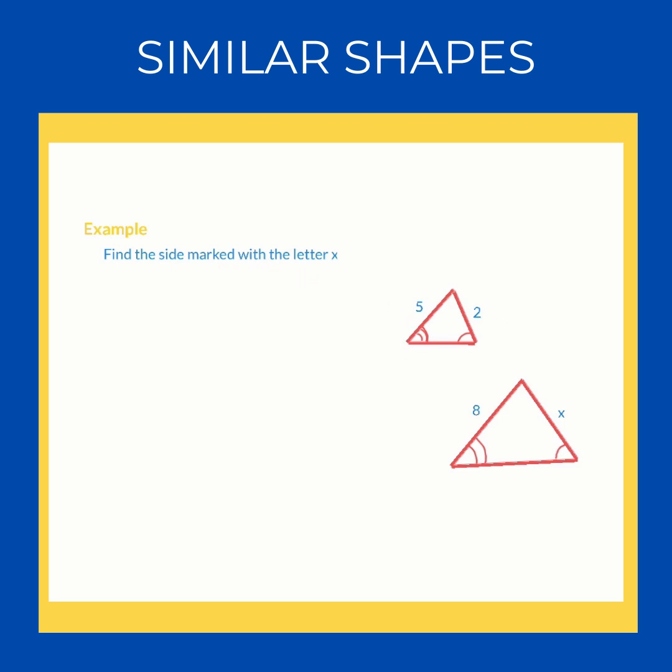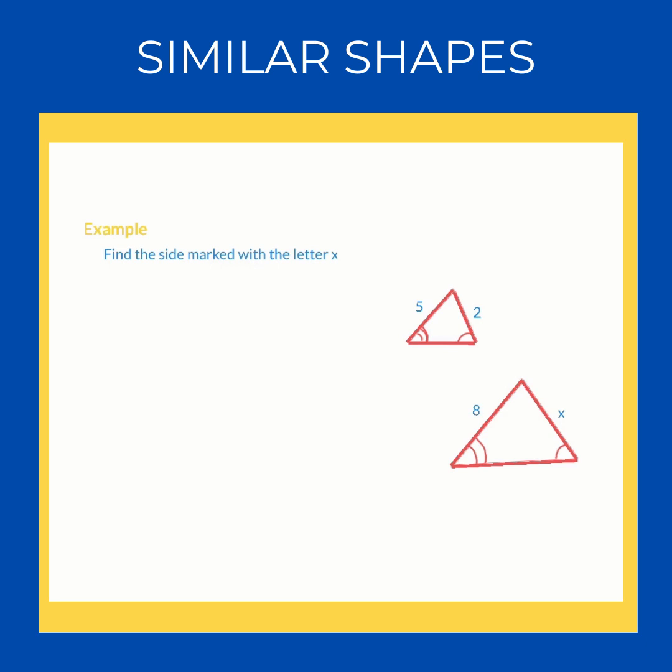Now let's do this example, and it says find the side marked with the letter X. I'm given two triangles. The first one is the smaller triangle, while the second one is the larger or bigger triangle. First, let's check if these two triangles are similar. When we are talking about triangles, the only condition that I should meet is that corresponding angles should be equal. Now this angle here is equal to this angle. And this angle is equal to that angle. And finally, this angle above is equal to this angle here. So corresponding angles are equal, therefore these two triangles are similar.